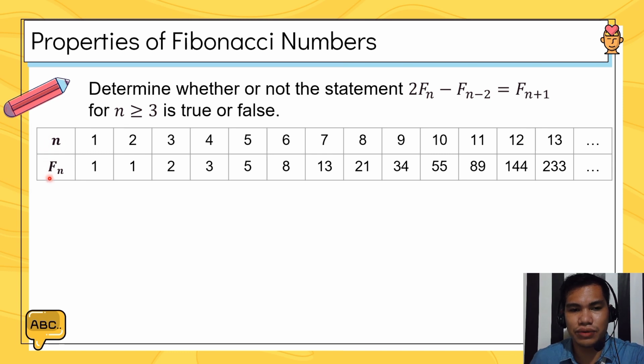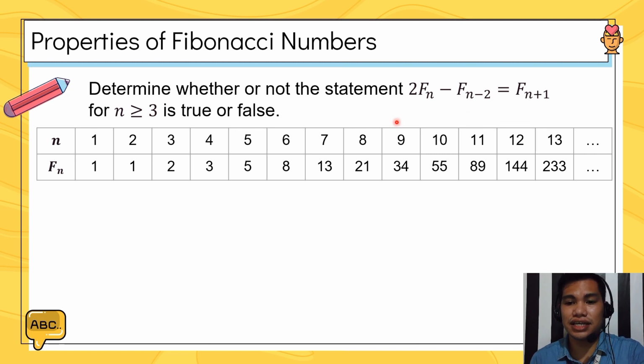Our f sub n there is our Fibonacci number. So, kana siya, atong first term, second term, and so on. Ana ang statement? 2 times f sub n minus f sub n minus 2. Itong buhaton karon, magtesting ta.